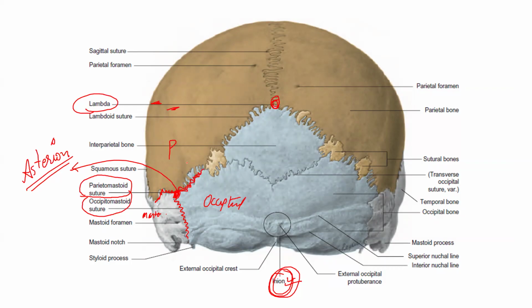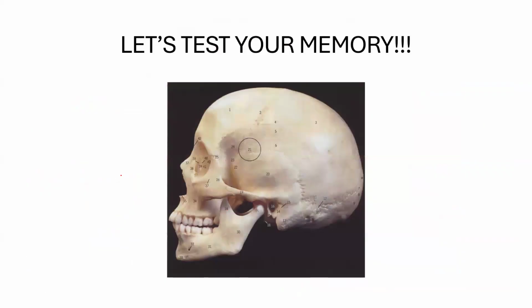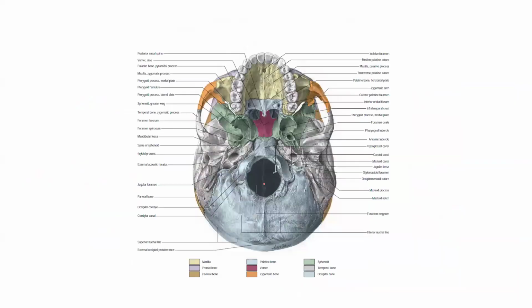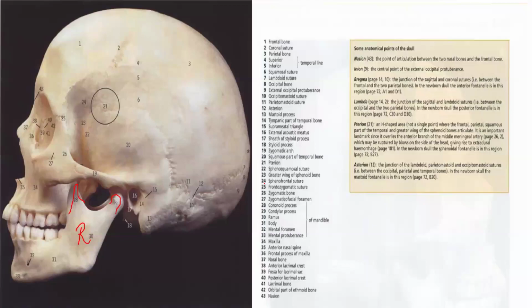Can you repeat it, Neha? Yes. What is asterion? Asterion is the junction of parietomastoid, occipitomastoid, and lambdoid sutures. Yeah. Very nice. So let's see this structure on the skull.